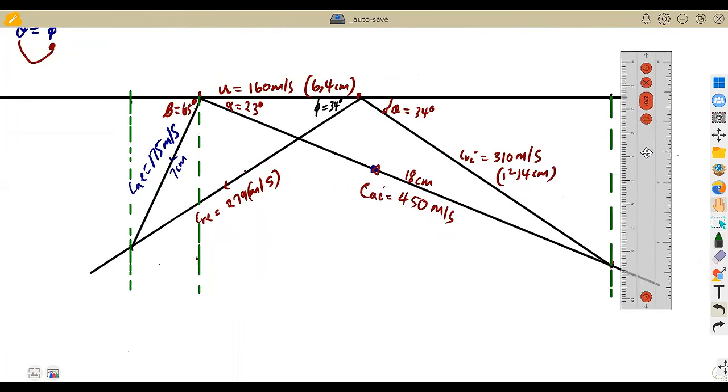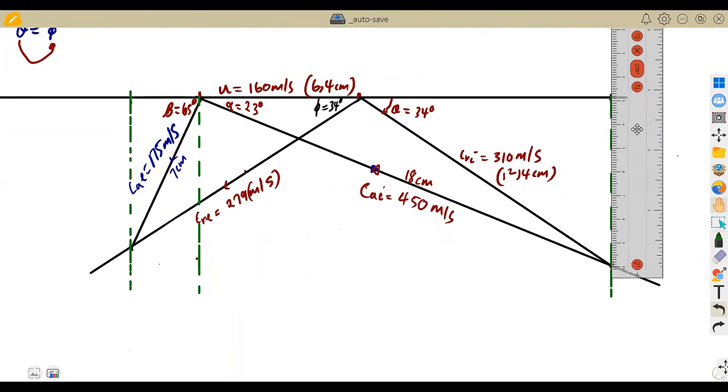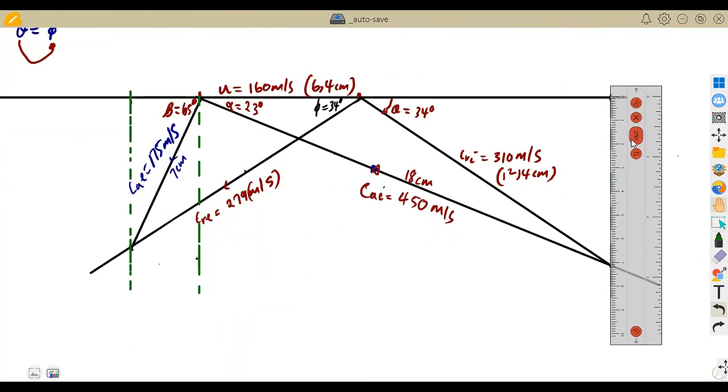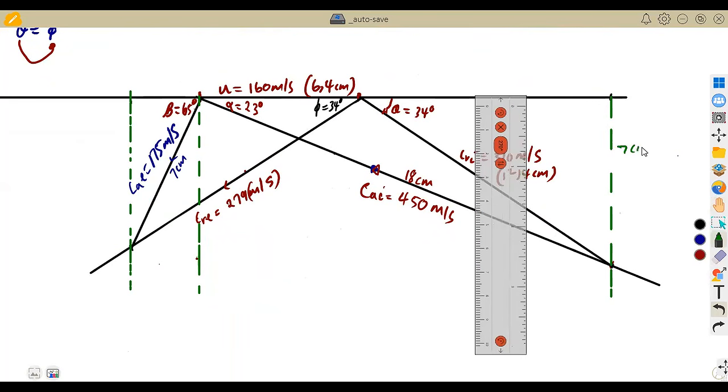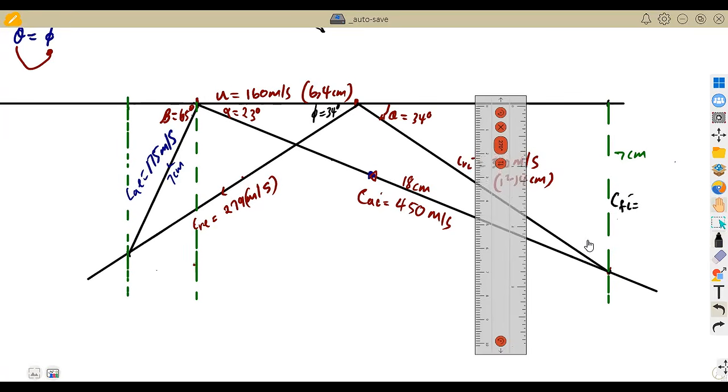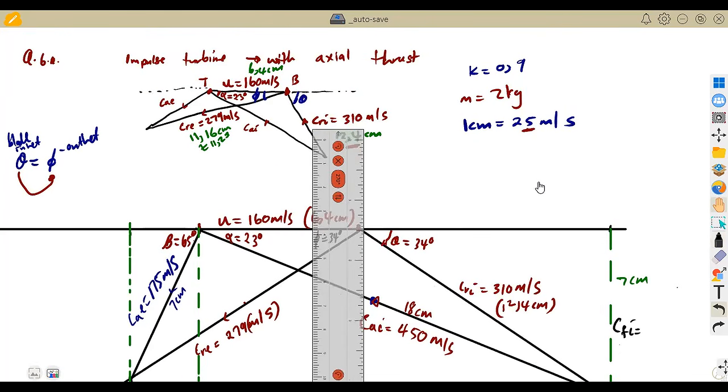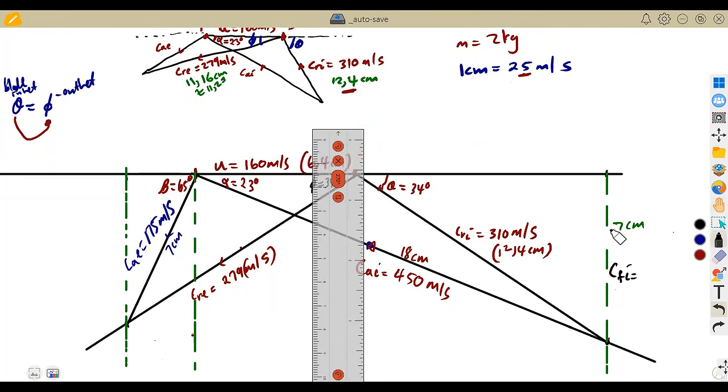We're going to measure our inlet here. If we measure from this point 0, that's my 0 there at the top. So this line is going to be at 7. From 0 here, it's going to meet at 7. So this line is 7 centimeters. Meaning our inlet flow velocity is going to be 7 times the scale. Remember, 1 centimeter is 25 meters per second. So it's going to be 7 times 25, which is 175 meters per second.